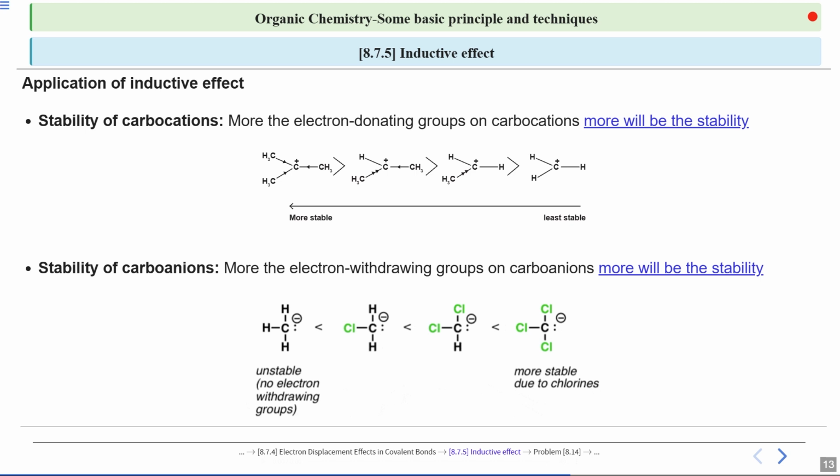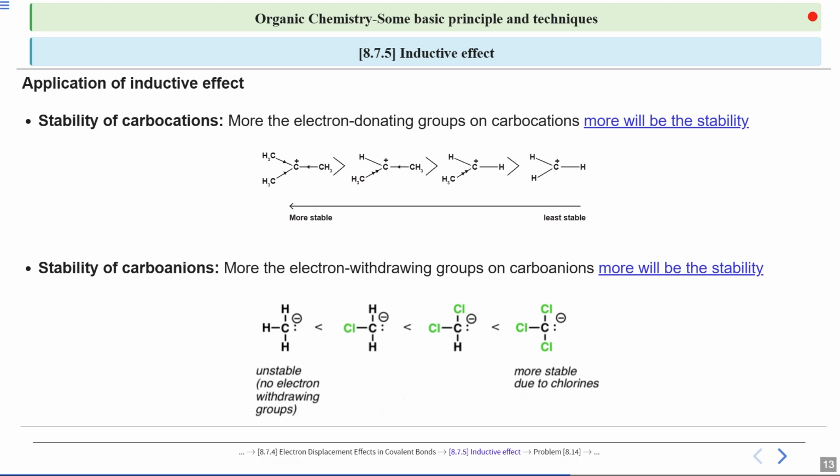In place of 1 hydrogen, if you place 1 chlorine, then the burden will decrease due to the electron pull of the chlorine. Again, if you attach 2 chlorines, the burden will decrease even more. And if you attach 3 chlorines, that will stabilize the carbon with the negative charge highly as compared to the other 3. Therefore, we can say that the stability of carbocation increases with increasing number of electron donating groups, and the stability of carbanion increases with increasing number of electron withdrawing groups.